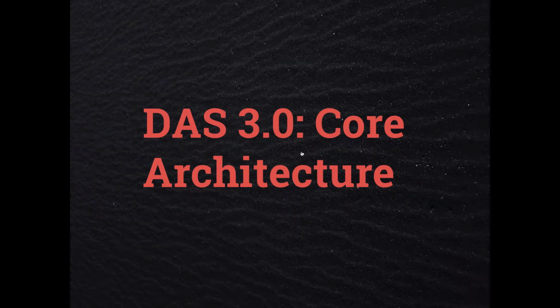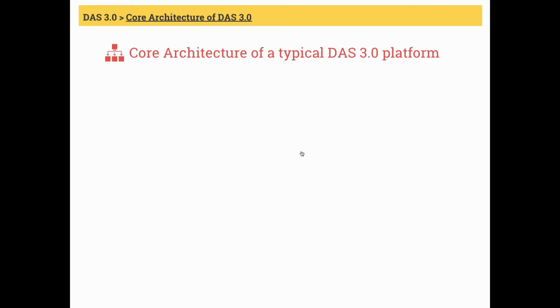3.0 core architecture. We'll discuss core architecture of a typical DAS 3.0 platform. I say core because this architecture will be common to most of the DAS 3.0 or all fiber DAS. I'm going to use generic names for the electronics because names of electronics may change from vendor to vendor. But essentially, if you understand this core architecture, you'll be able to easily and quickly understand any DAS 3.0 platform.